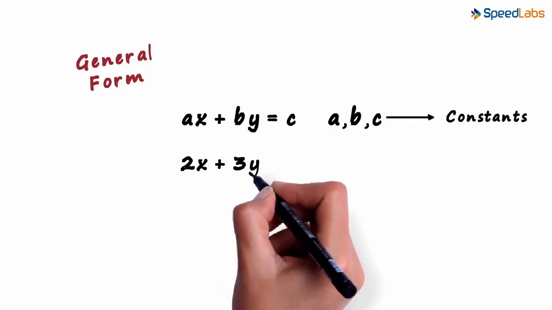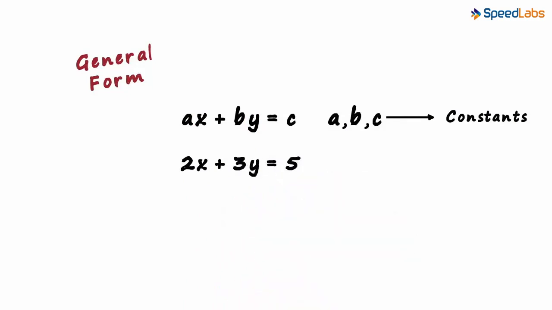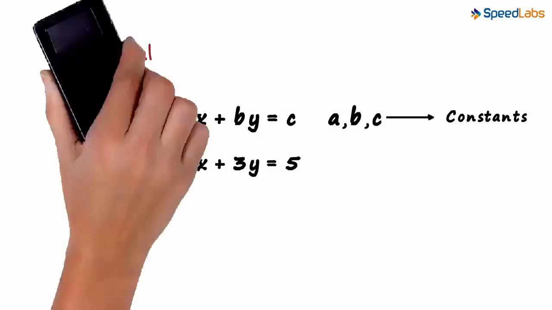2x plus 3y equals 5 is an example of a linear equation where a is 2, b is 3 and c is 5. This was just one linear equation. Let's move on to a new page to understand another concept.